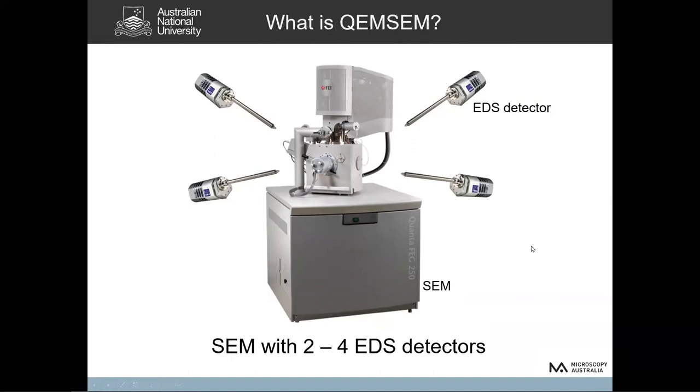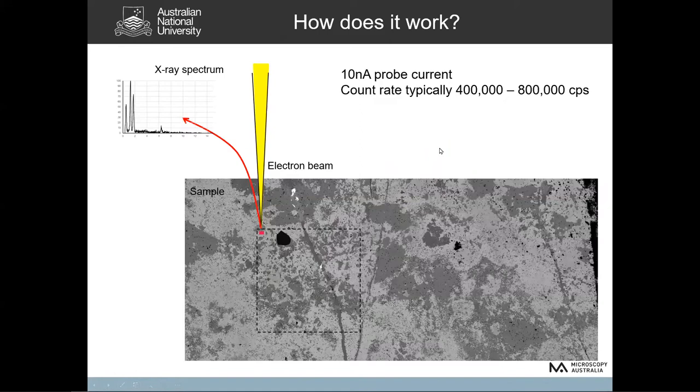So his idea was he wanted to use an SEM, but he equipped it with 2 to 4 EDS detectors to basically speed up the overall acquisition rate. He also automated the acquisition process and the subsequent processing of the data. You still need a flat polished sample, so you do need to do some sample prep. It doesn't just apply to rough samples. So having created the system, an SEM with multiple detectors, high count rate, how does it work?